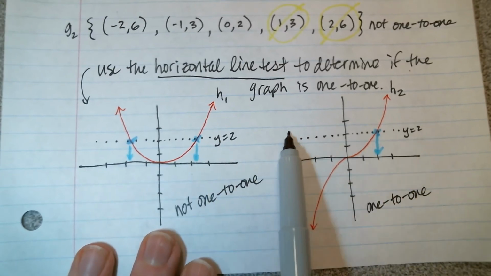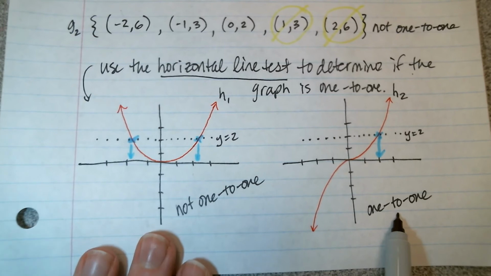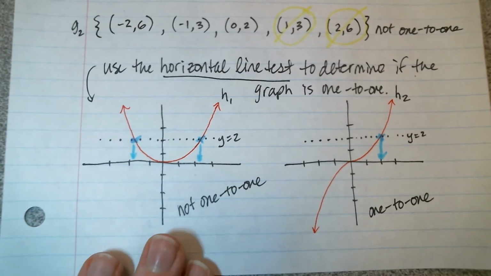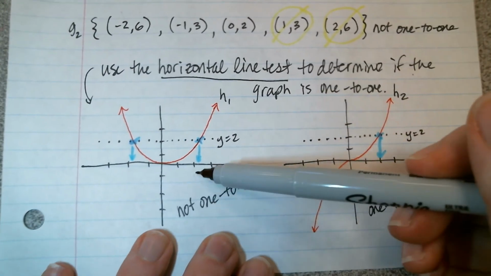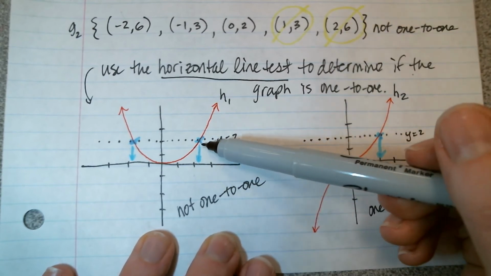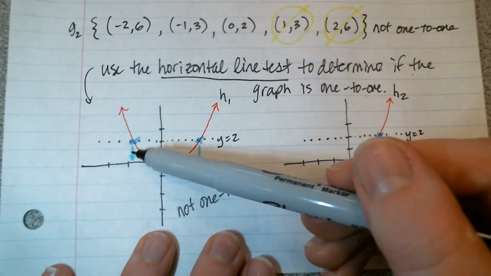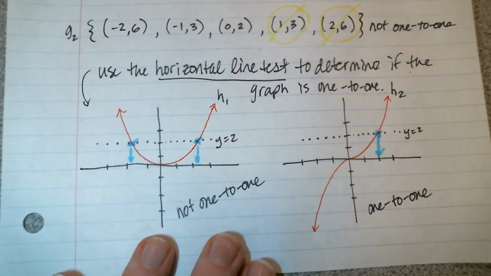to 1, while any horizontal line I could draw in here would only intersect the graph once, means it's 1 to 1. So it's all about that correspondence between your input variable and your output variable. We want this to be one x with one y, not another x with the same y.